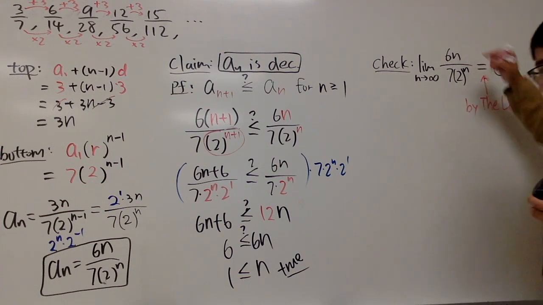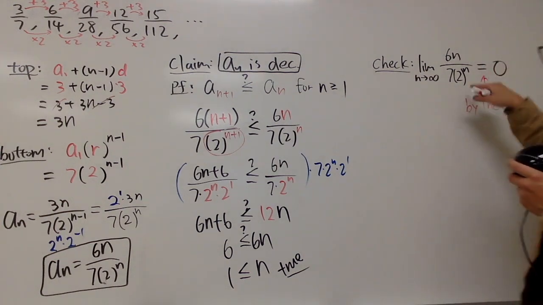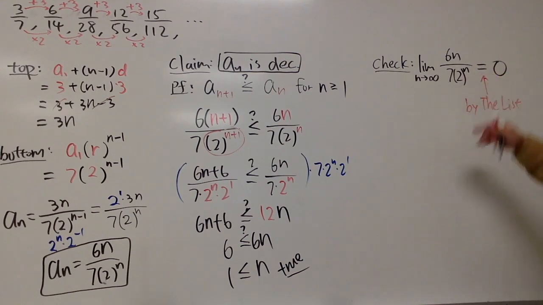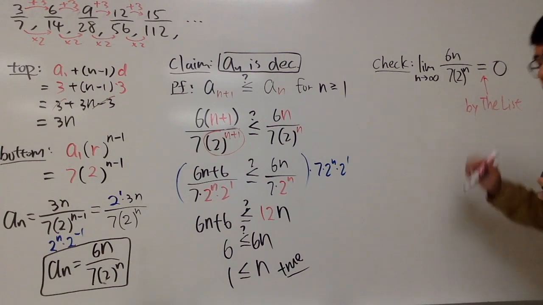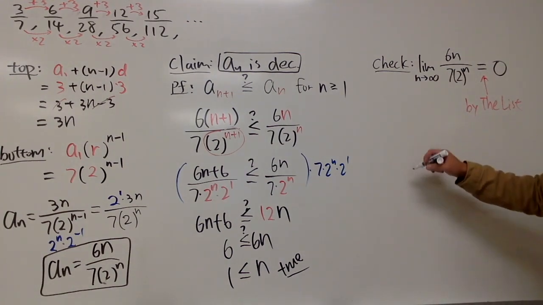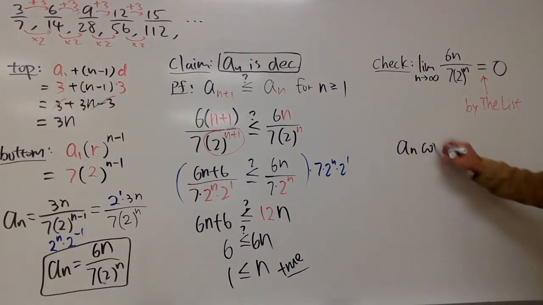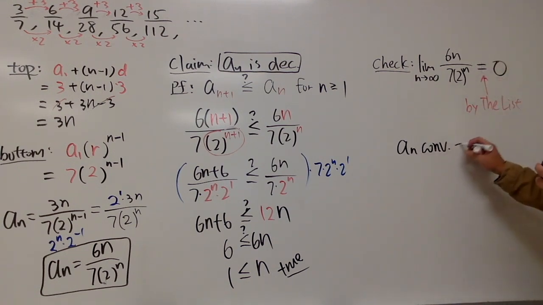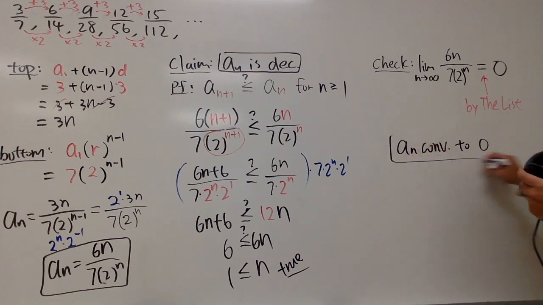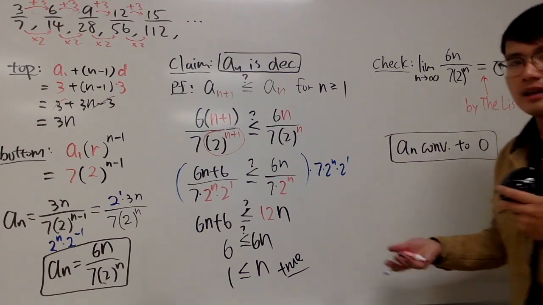N to the p's power is so much smaller than b to the nth power, right? And you can just say that's by the list. When you divide, the limit will be 0. So in other words, we can finally say a_n does converge. And we know that this right here actually converges to 0. So that's pretty much the idea, and this is what we do.